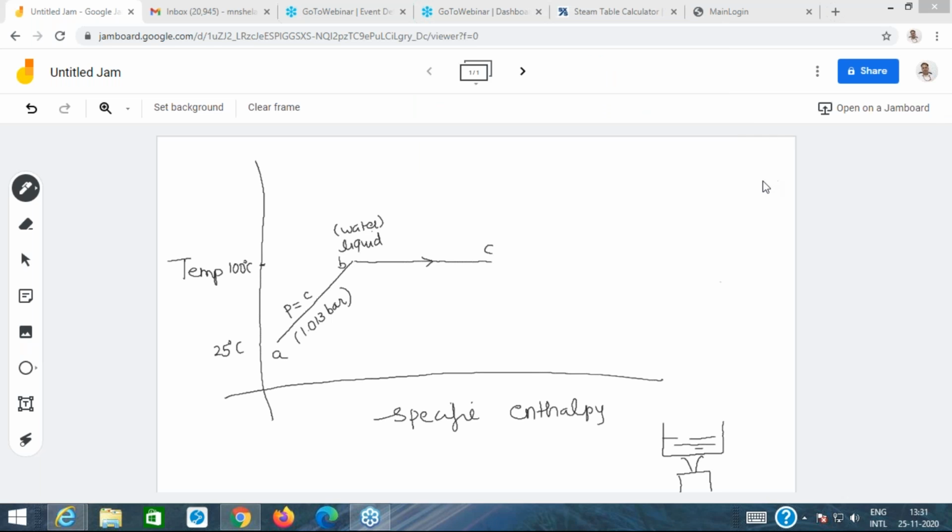Kamlesh, you are wrong. Kamlesh, A to B is not superheating. That is the wrong answer. What is the process B to C? B to C is not superheating, Kamlesh. That is wrong. So Gargi has answered it correctly. Yeah, Vaibhav Deshmukh is correct.